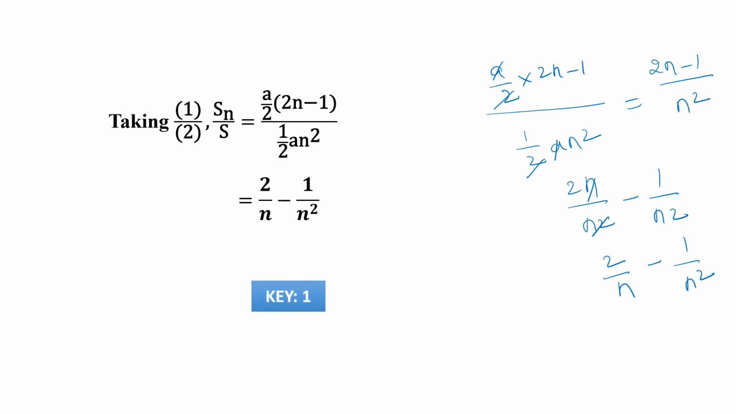Next, this is the final answer. So first option is correct: 2 by n minus 1 by n square.